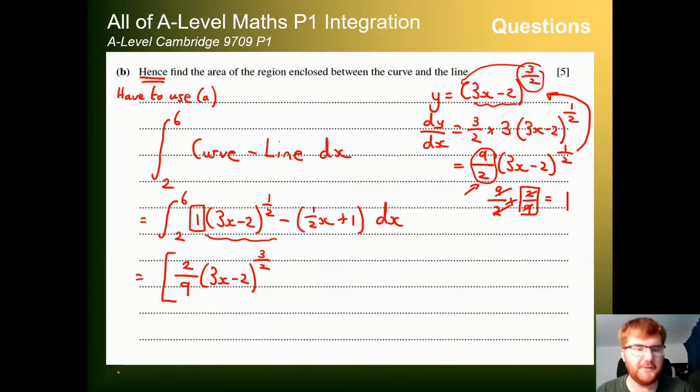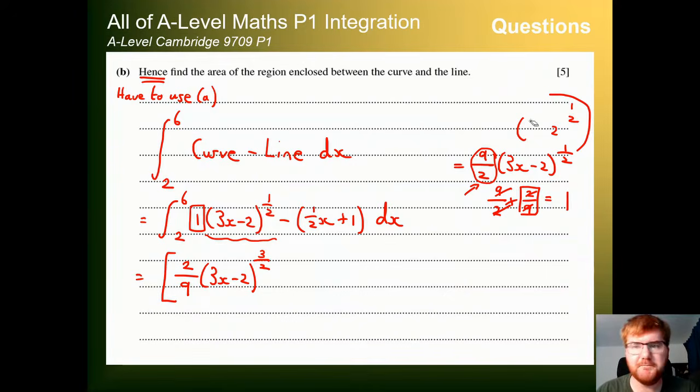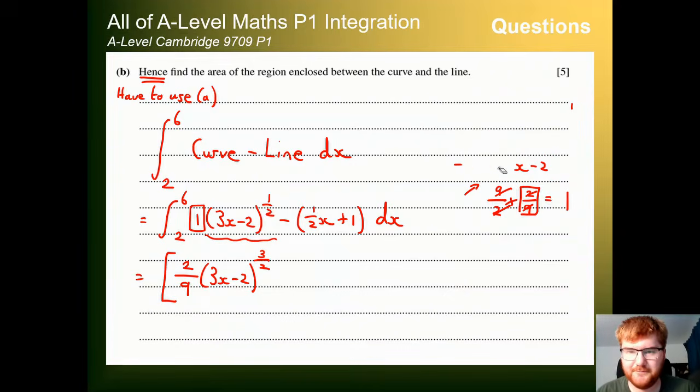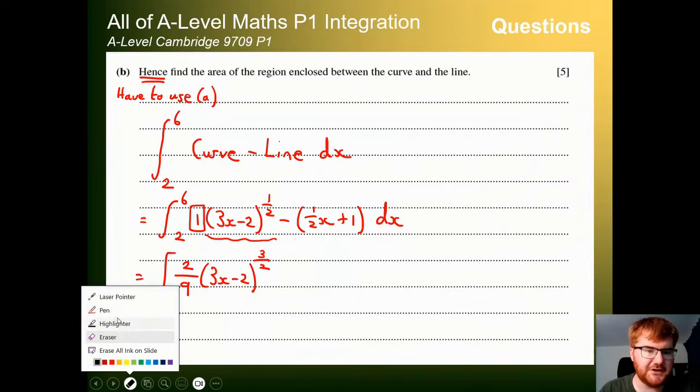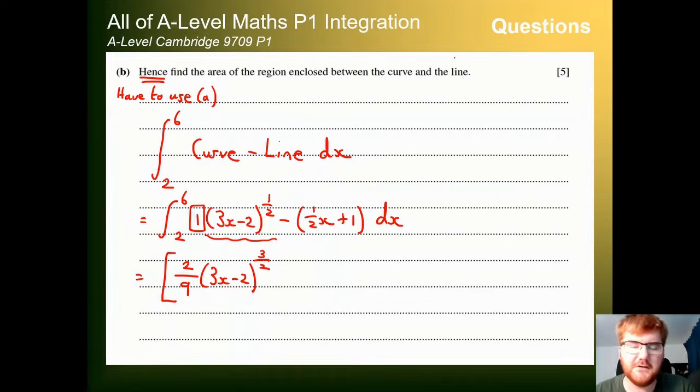A little task for you, if you don't like where this 2 over 9 thing comes from, I get that question asked a lot. Regardless, A-level, IB, it just seems so confusing. Best thing to do here is practice integration by recognition. What I'd recommend you to do here is take this function, 2 over 9, 3x minus 2.